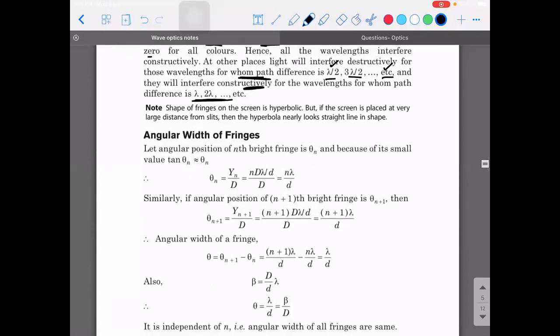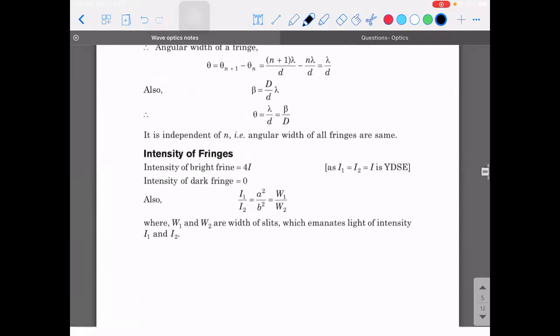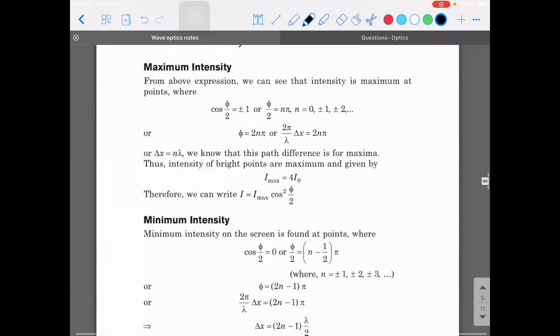Similarly, make another important note. The shape of the fringes on the screen is hyperbolic, but if the screen is placed at a very large distance from the slits, then the hyperbola nearly looks like a straight line. This is another important point. Actually, if you observe the shape of the fringe, it will be the shape of a hyperbola, but since the distance is very great, the curvature will appear like a straight line. Guys, I hope it is clear.